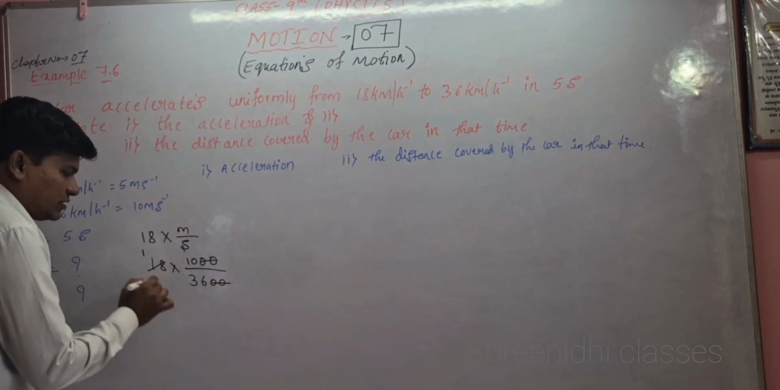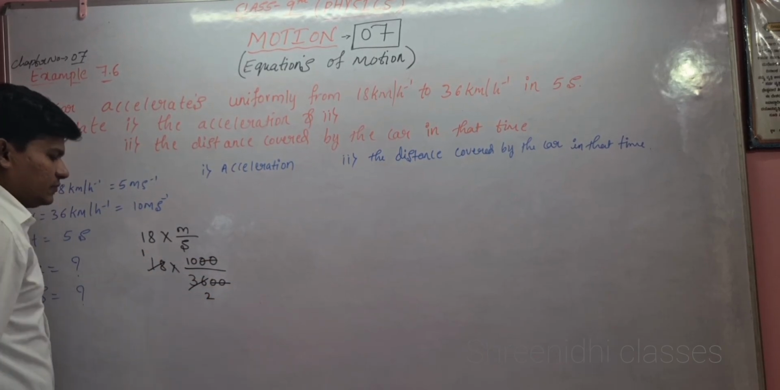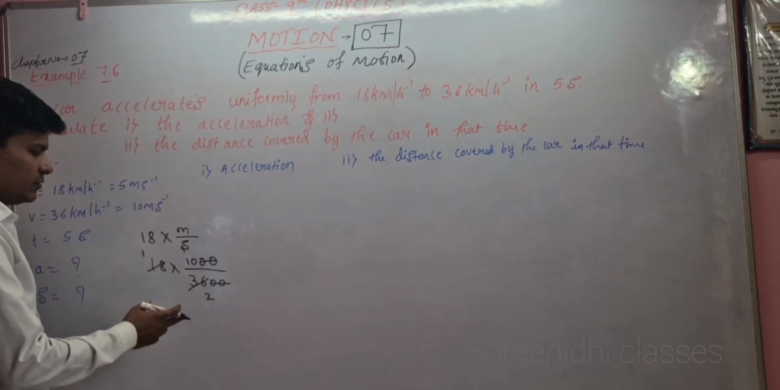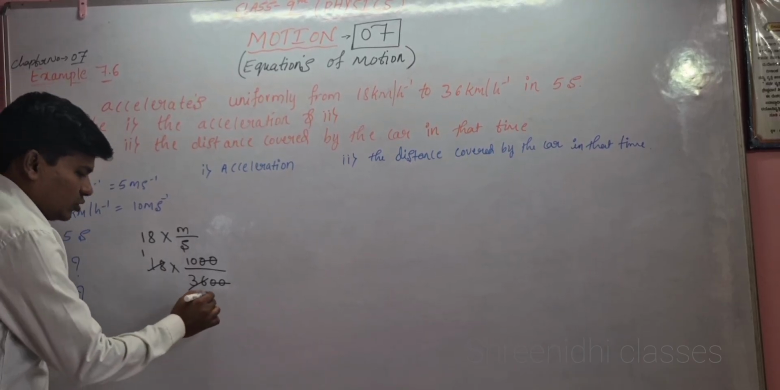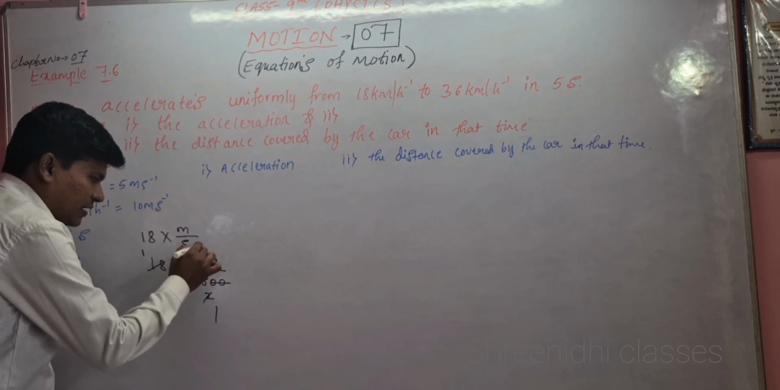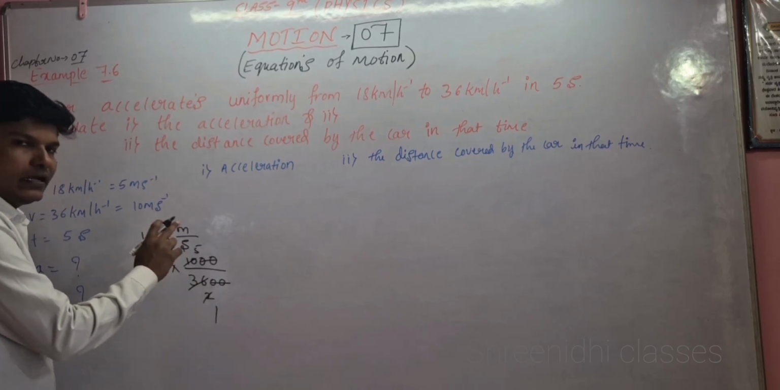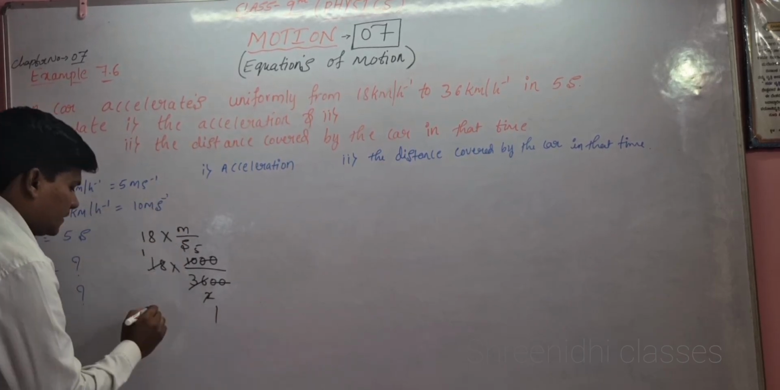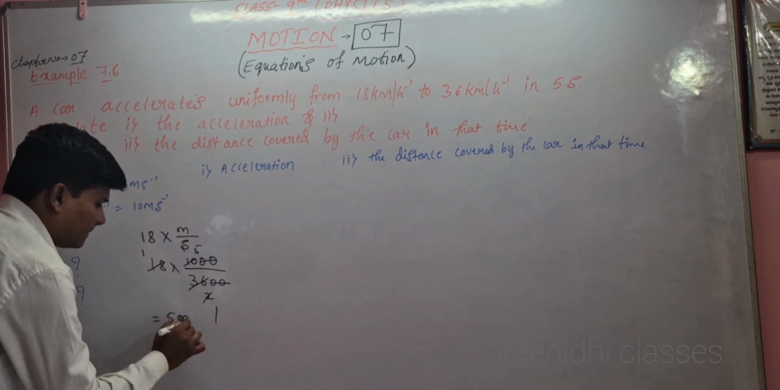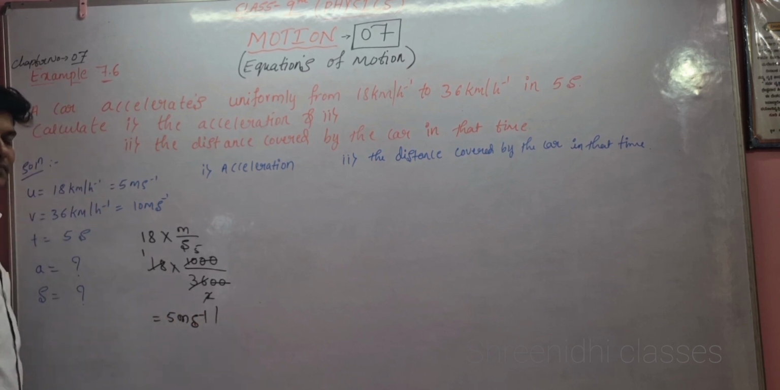Next, 18 ones are 18, twos are 36... 2 ones are 2, fives are 10. That's fine. So this is equal to 5 meter per second. So that we can write directly.